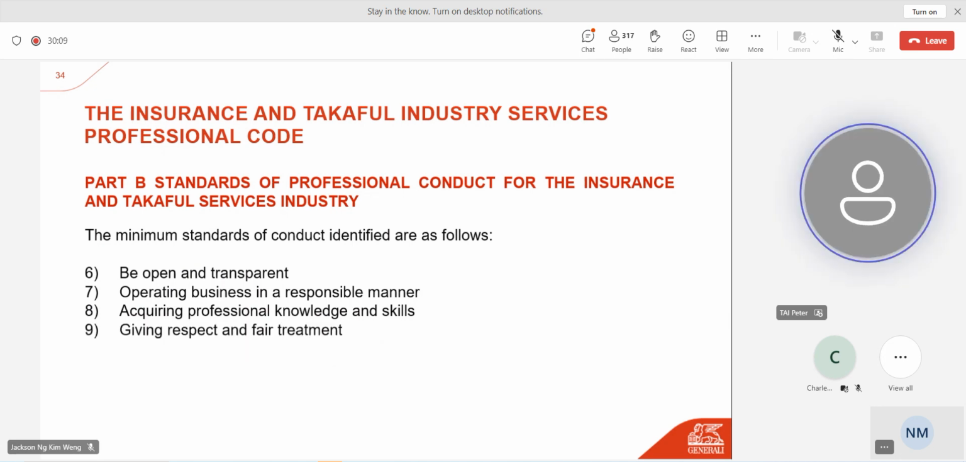Basically, it's again a repetition of what the general code of conduct is. We have to be open and transparent. We operate our business in a responsible manner, and we acquire professional knowledge and skill, if possible. All right, I'm going to elaborate on this.